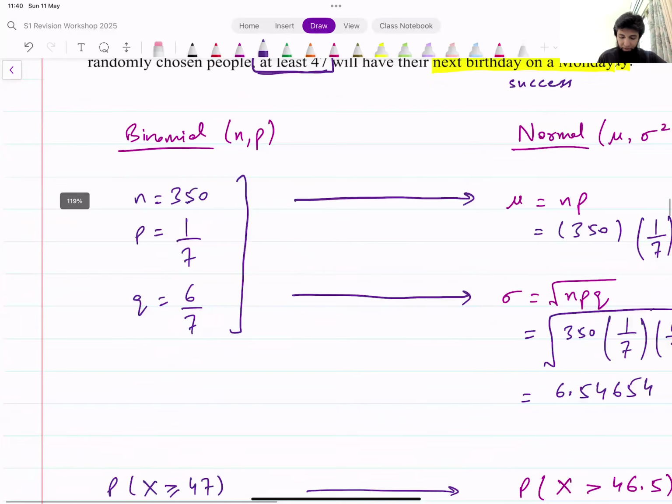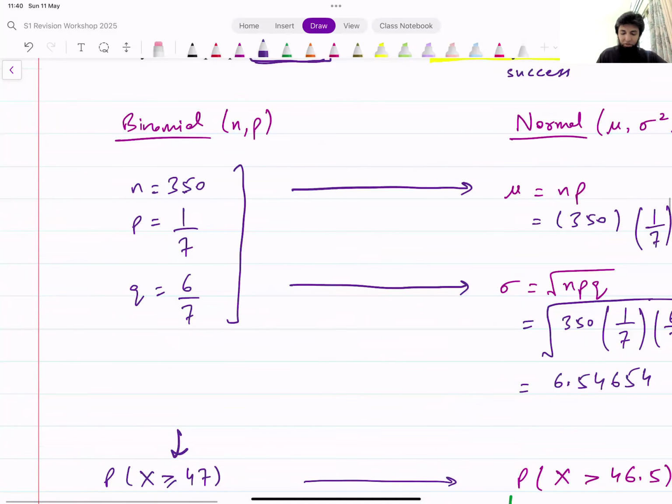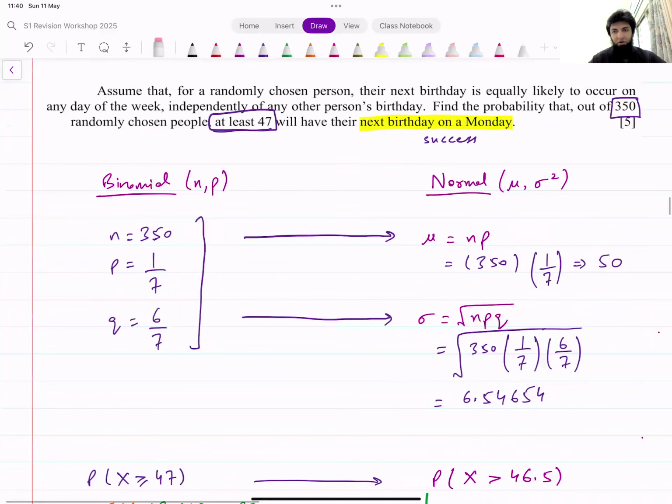Now, x greater than or equal to 47, what does that mean? The total number was 350. You have to find all the probabilities from 47 onward. 47, 48, 49, 50, 51, 52, all the way up to 350. That's a lot of probabilities to calculate. How do you do that? That's very complicated, right? That's going to be a lot of calculation. Even if you do the other way around, if you say that these probabilities are too much to calculate, what if you do 1 minus probability of x less than 47?